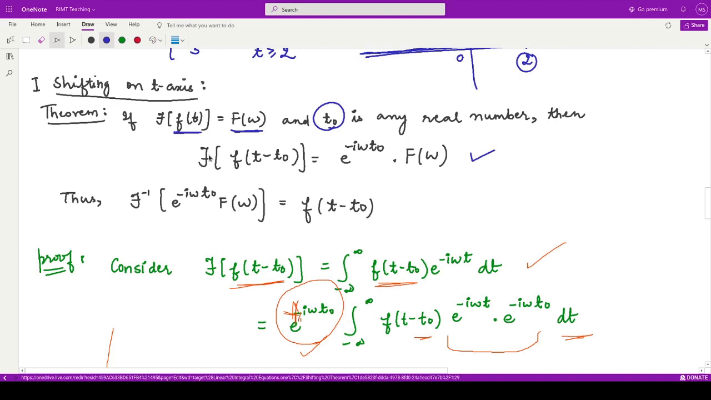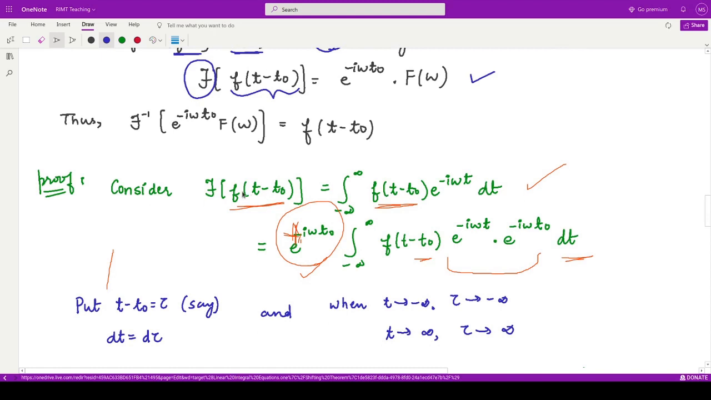And if you shift this Fourier transform operator onto the right-hand side, you will have the Fourier inverse of e to the power minus iota omega t naught F of omega. That would be equal to this particular function f of t minus t naught. So let us see its proof.